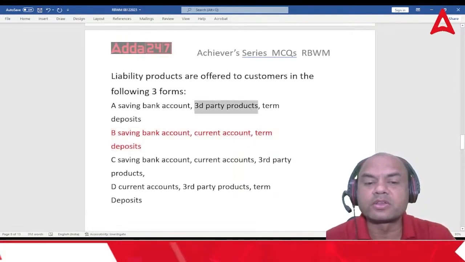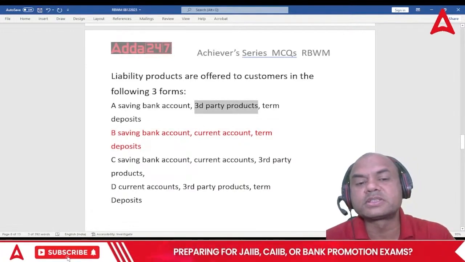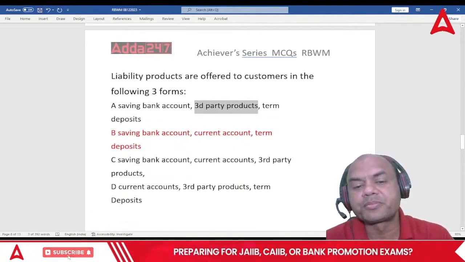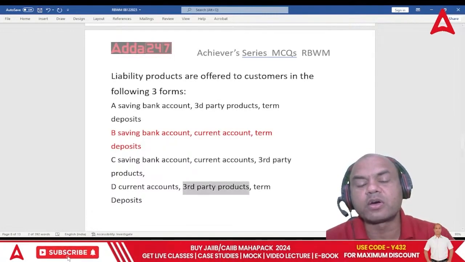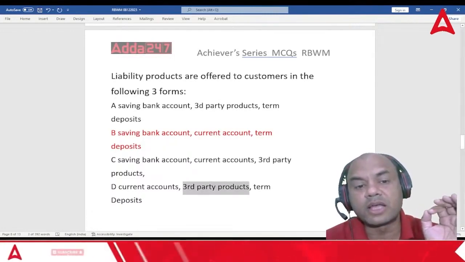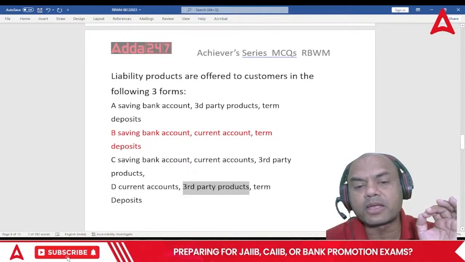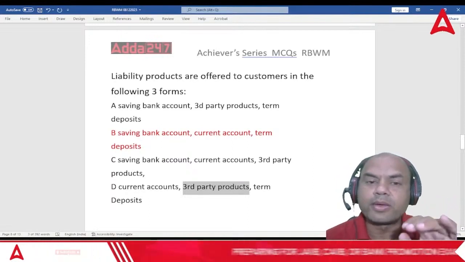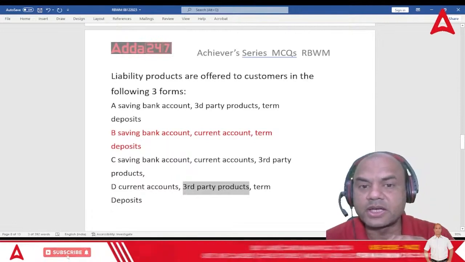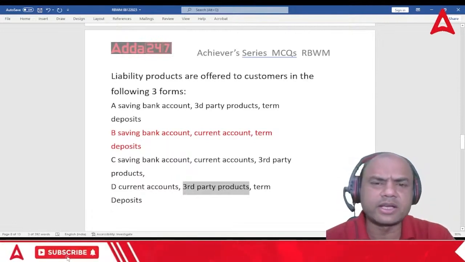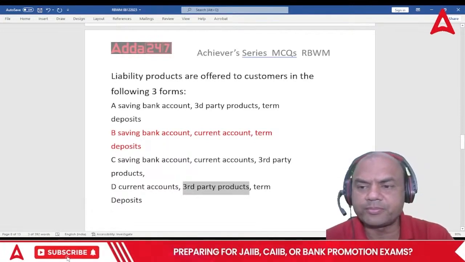Third party product is not a banking product. So this doesn't come under liability. Here also third party, here also third party. These products are not under liability product. These are not core banking products. Core banking products are only three: saving, current, FD, in deposits and in loans. Any type of loan which we give. Okay.